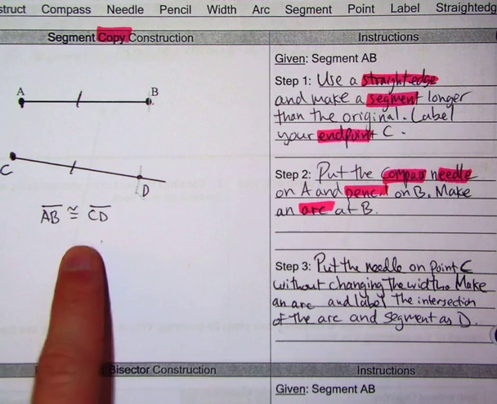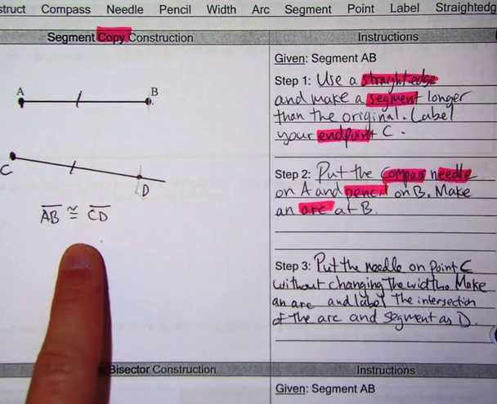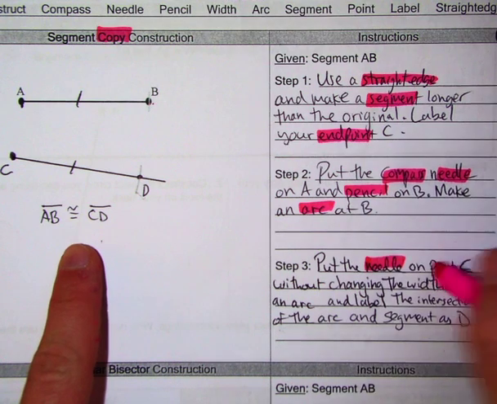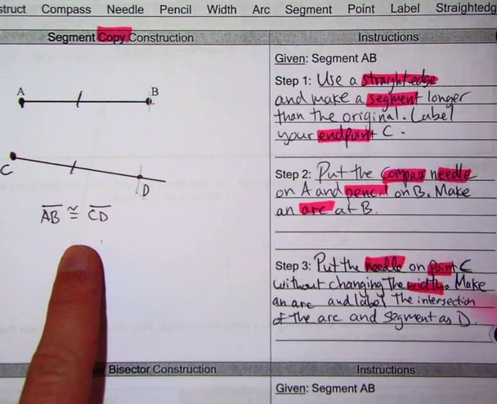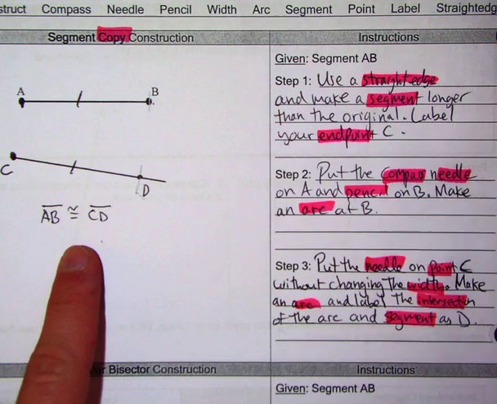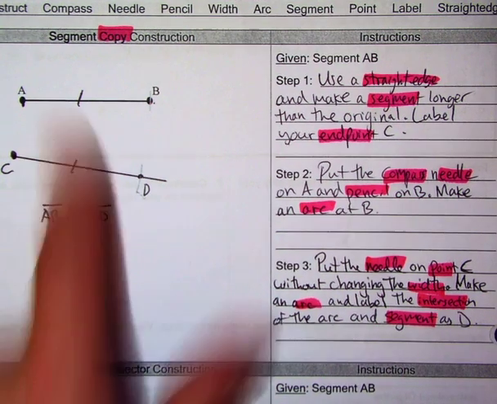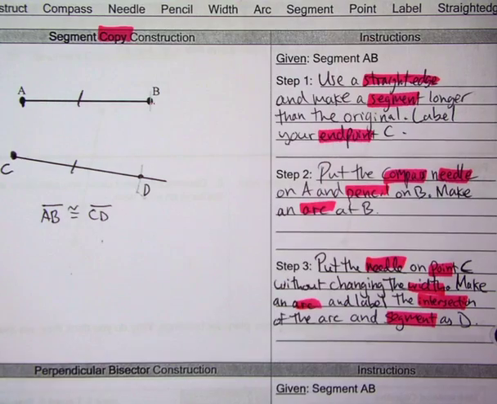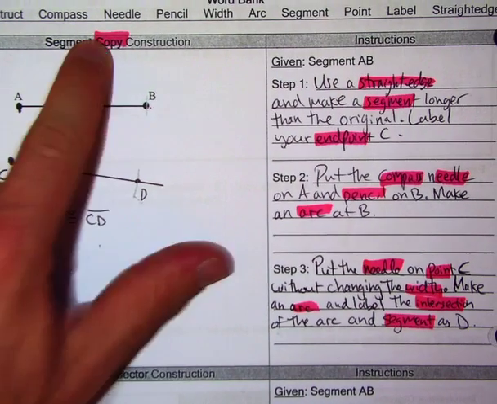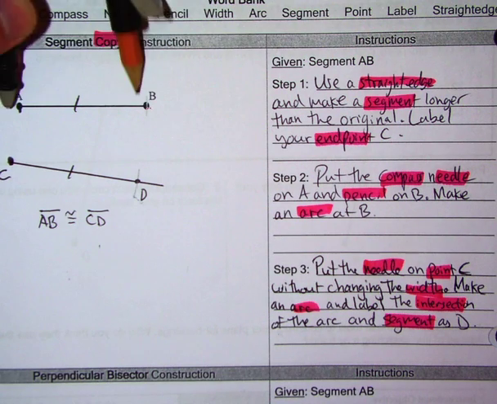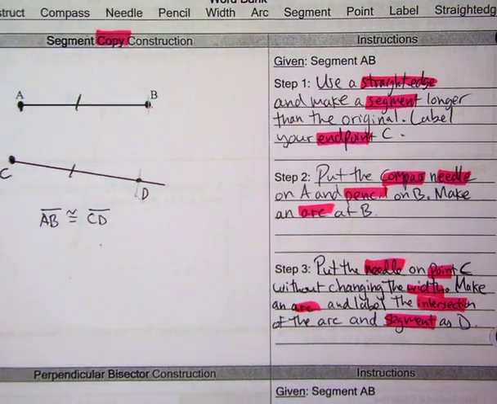And then I was able to make a statement, and I've got it. Notice again, I said things like needle, point, width, arc, intersection, segment. As much vocab in there as you can. So that's a segment copy. Again, notice I want this kind of right there. Now we're going to do something different. We're going to go ahead and bisect.